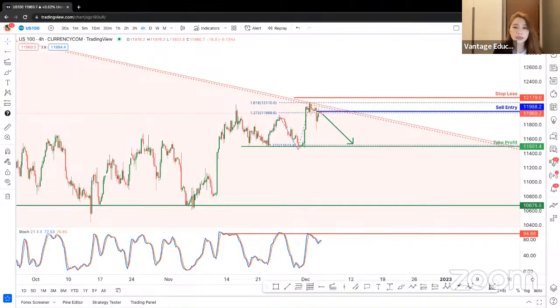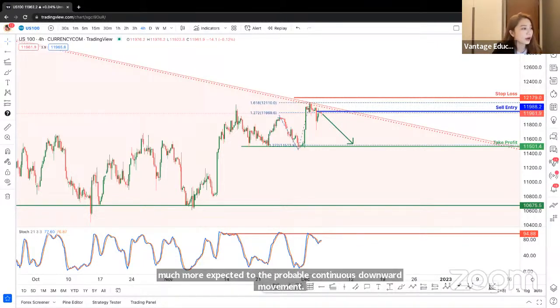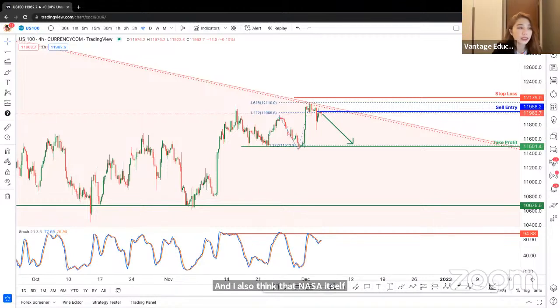Yes, I would also think that the Nasdaq structure is much more respected for the probable continuous downward movement, and I also think that Nasdaq itself is more trending than the German index. So if you are looking at something more trending, I think it would be Nasdaq. However, I don't think the German index is something that is not worth looking at as well. It could allow you to have a different POV on Nasdaq, something to observe as well.